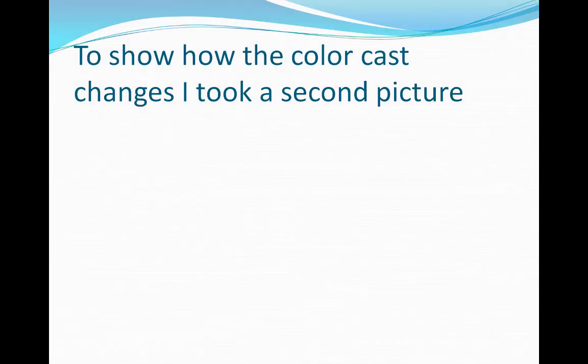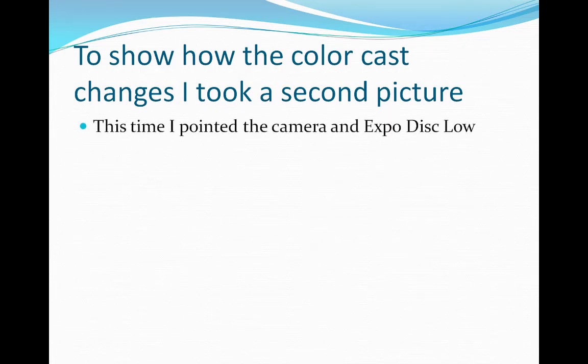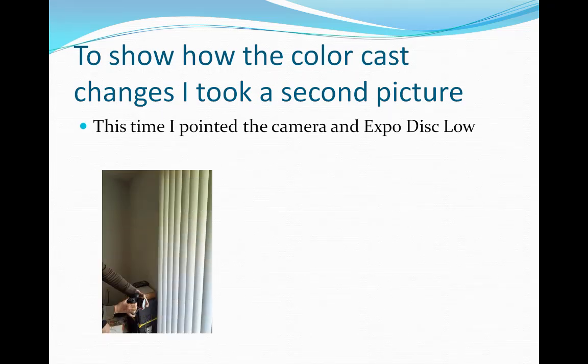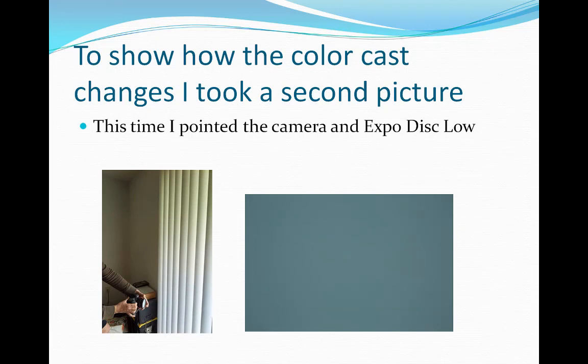To show how the color cast changes, I took a second picture where this time I pointed the camera low with the Expo Disc and took a picture, as you see here. Okay, and voila, we got a different color. What we got here is a blue cast. Look on the back of the LCD. Again, we got a different color cast.